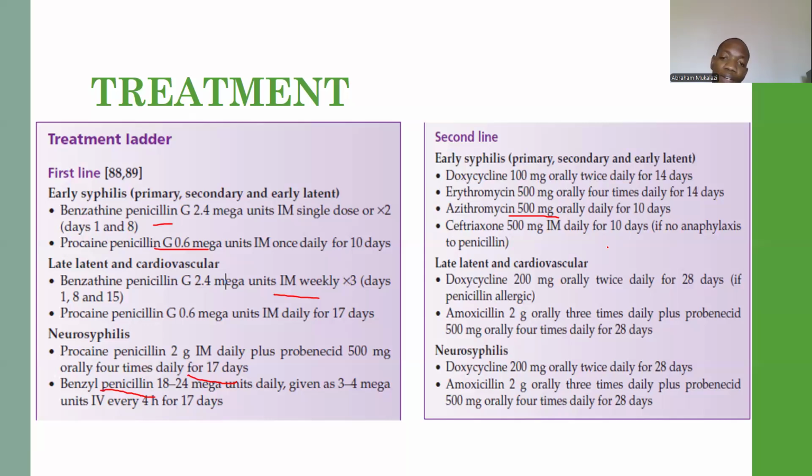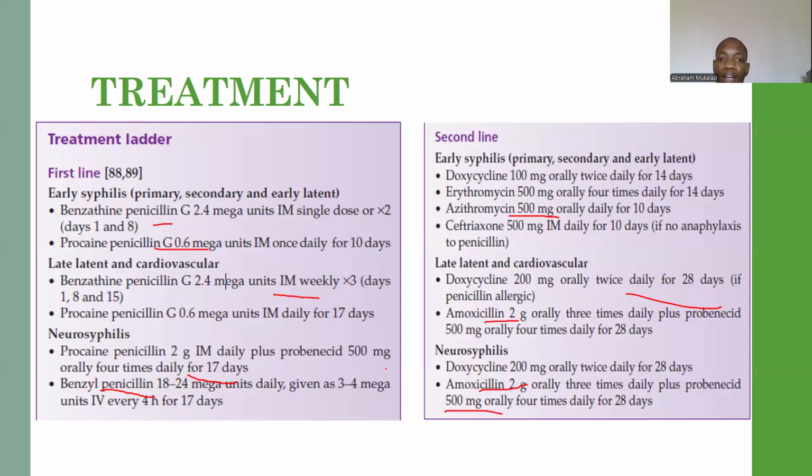Alternatively, if it is late latent syphilis, maybe with cardiovascular involvement, or cardiovascular tertiary syphilis, you can use doxycycline 200 milligrams once a day for about 28 days, a full month. Or you can use amoxicillin 2 grams orally 3 times a day, plus probenecid at 500 milligrams orally 4 times a day for about a month. For neurosyphilis, you do doxycycline 200 for a full month, or amoxicillin together with probenecid 500 orally 4 times a day for about 28 days.